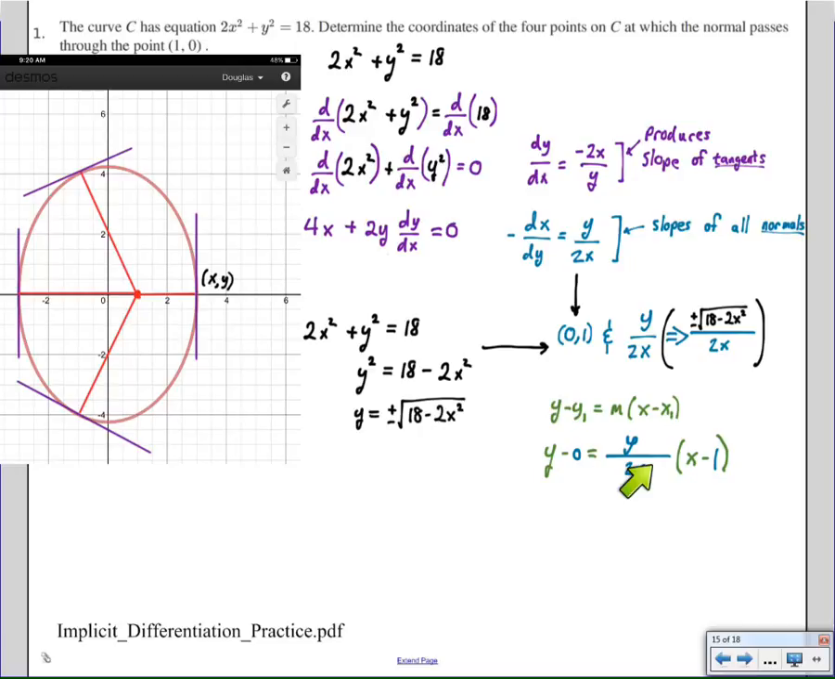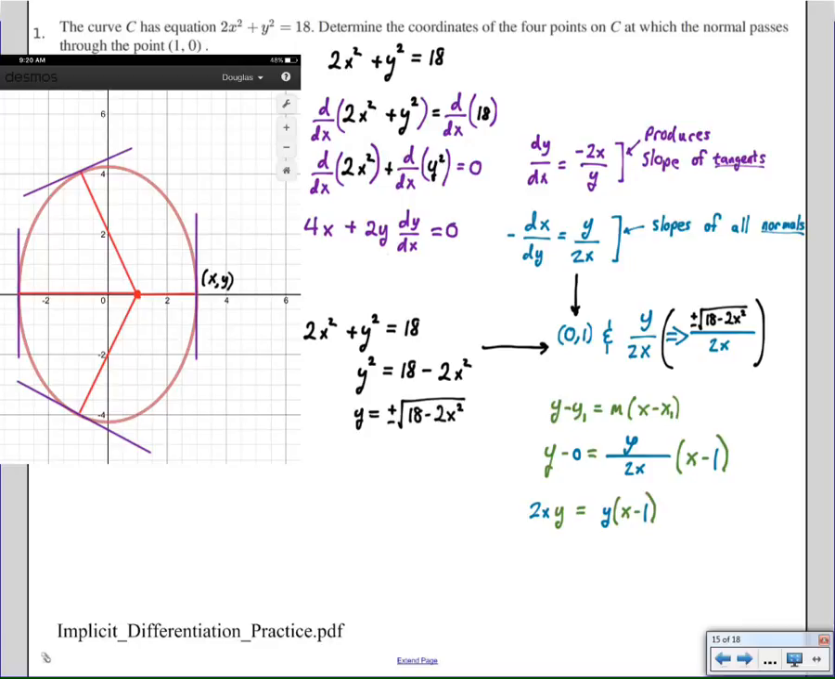And now we have an expression that will tell us the relationship between x and y in order for our line to go through this point and have a normal slope to the curve. So in other words, these are the qualifying conditions in order to make these 4 lines.